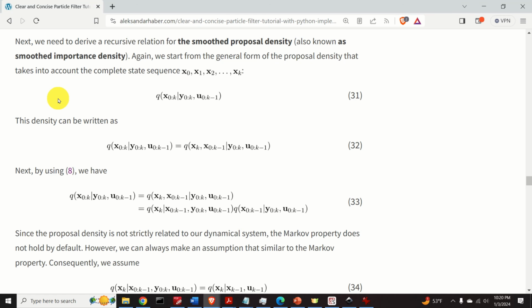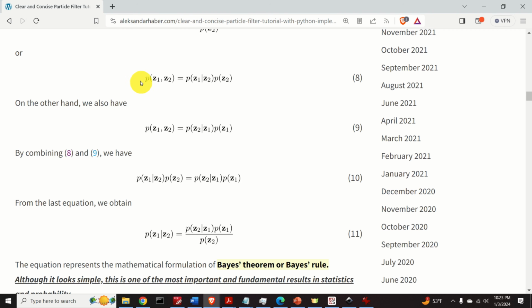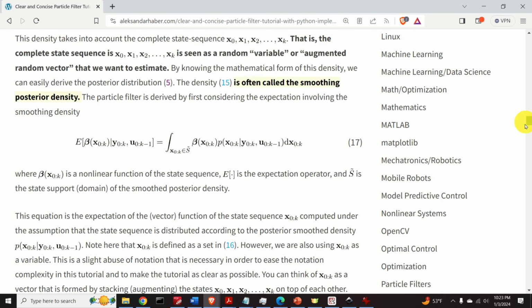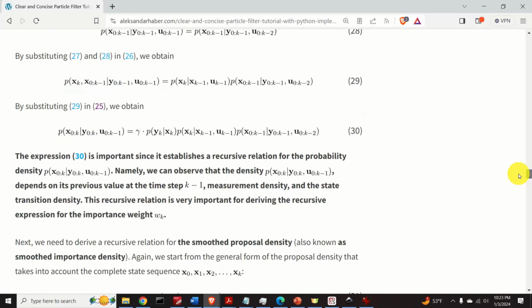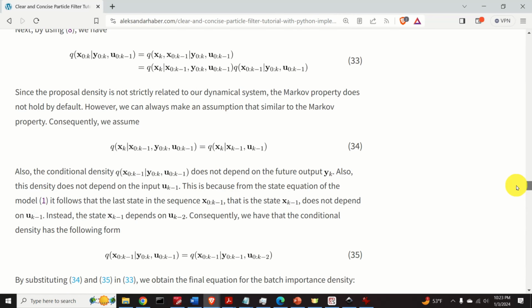Next, we need to derive a recursive equation for the smoothed proposal density, that is also known as the smoothed importance density. Again, we start from the general form of the proposal density that takes into account the complete state sequence. The form is given by this equation. This density can be written like this. The idea over here is to split the state sequence into two parts. This is the first part, and this is the second part. Next, we can use this probability rule to transform our density. After the transformation, we obtain this equation over here.